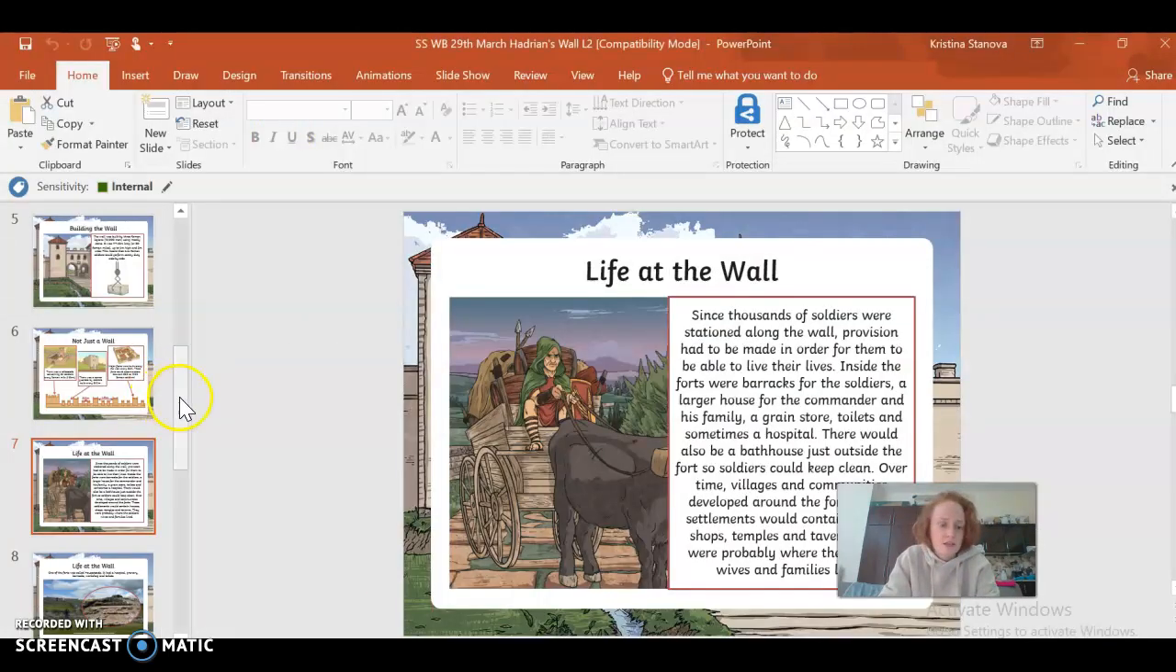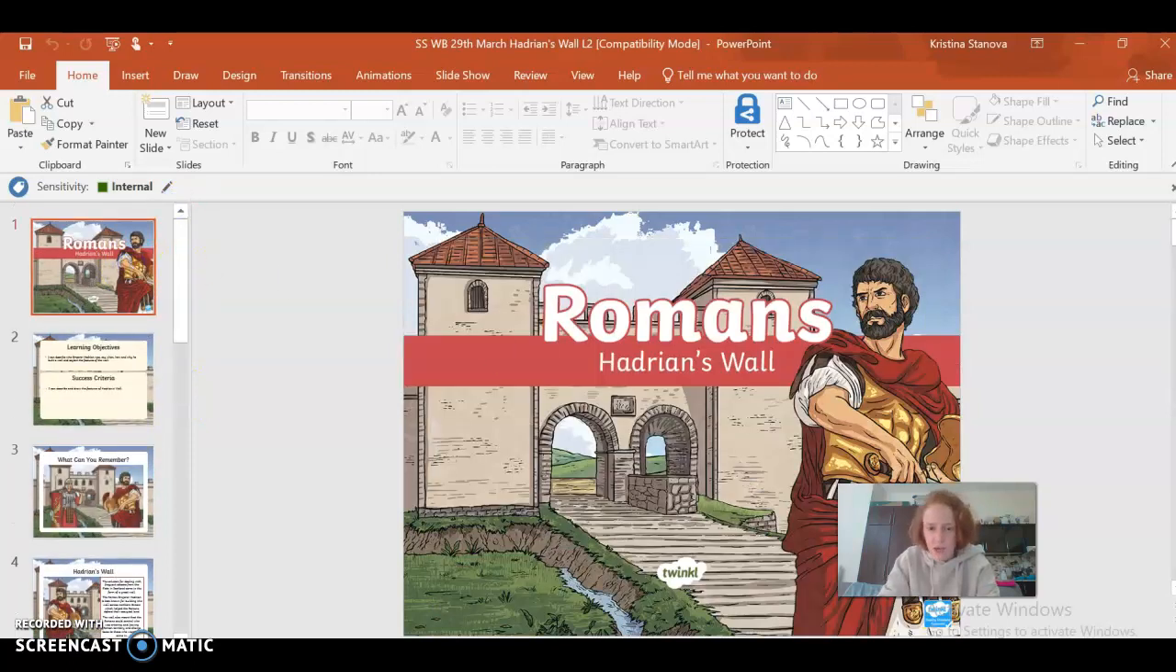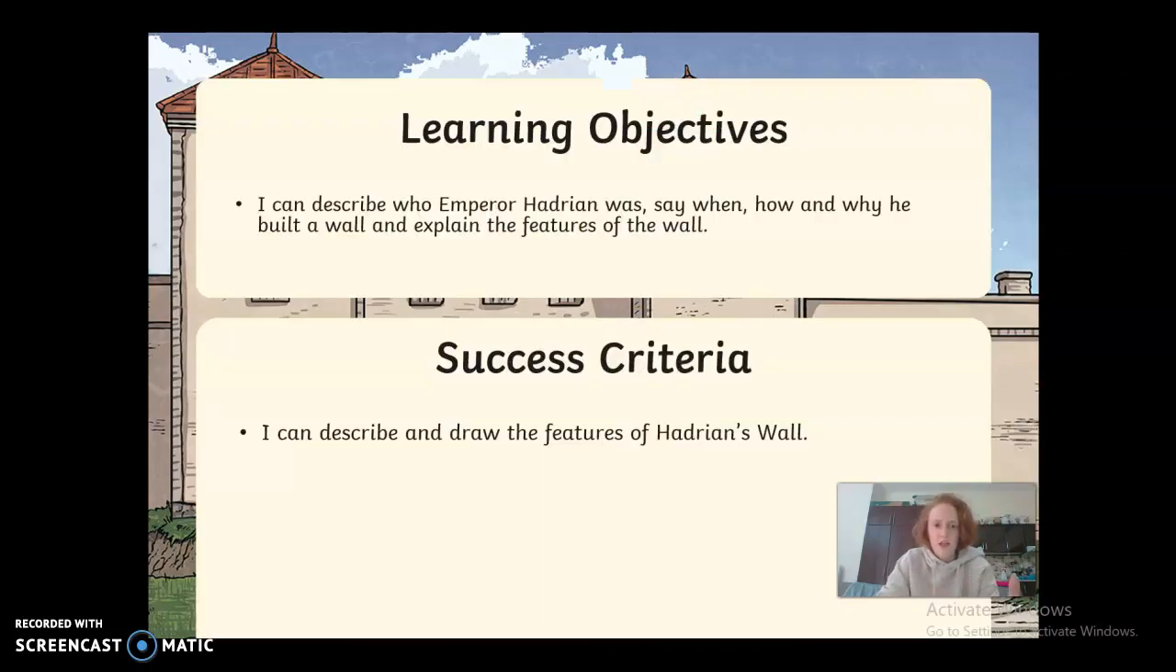There we go. So, today we are going to talk about Hadrian's Wall again, okay? But in a bit of a different way today. You will be able to describe who Emperor Hadrian was, say when, how, and why he built a wall, and explain the features of the wall, like what the wall looked like, what kind of rooms and things it had. In this lesson, you will both describe and draw the features of Hadrian's Wall.